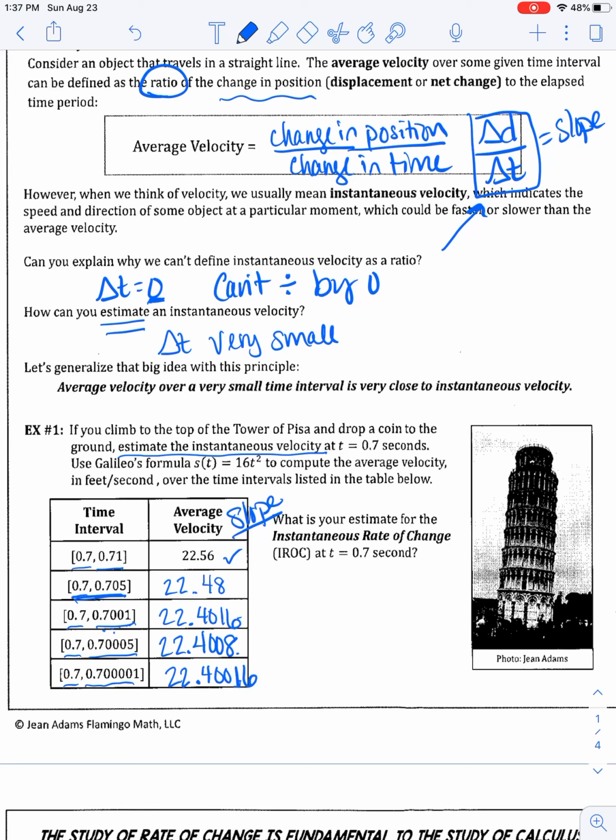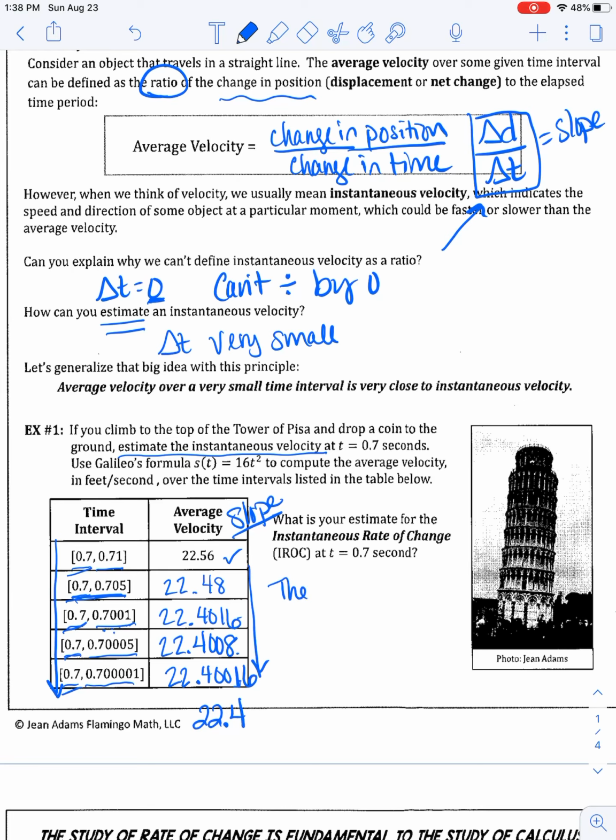Again, this should make you start to think about things that we talked about in pre-cal. So what I can see is as these intervals are getting smaller and smaller, and not just smaller, but as they are getting really close to honing in on time equals 0.7 seconds, I can see that the average velocity is approaching, I'm going to say, 22.4 feet per second. So in my conclusion, I can't just write 22.4 because I have to state what it is that I found, what it means, and what the units of measurement are.